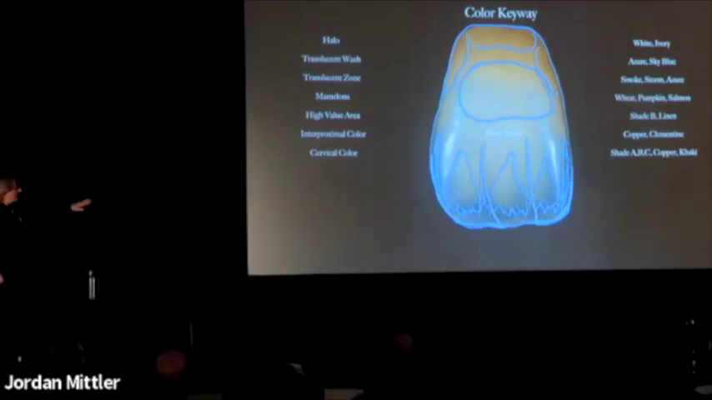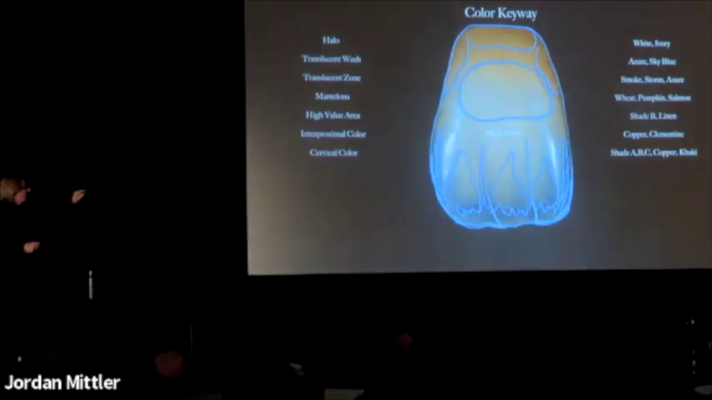Then you have the mamelons, which can be white, pumpkin, or salmon. Beautiful colors, absolutely beautiful. And sometimes you won't even see a mamelon, and it's like a default, the basic shade that you see. You also have the high value area. This is one of the things that I love about zirconia, is that the high value area, you can place it in the right spot with very little color to it. It just does it naturally.